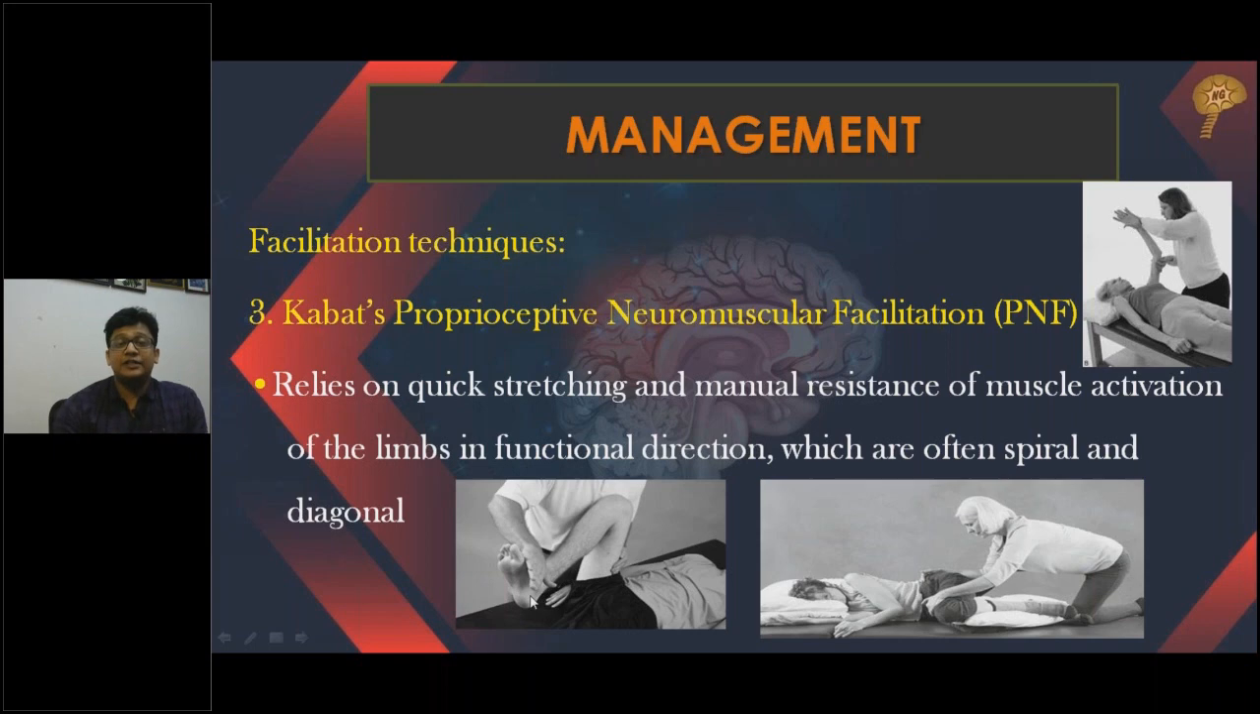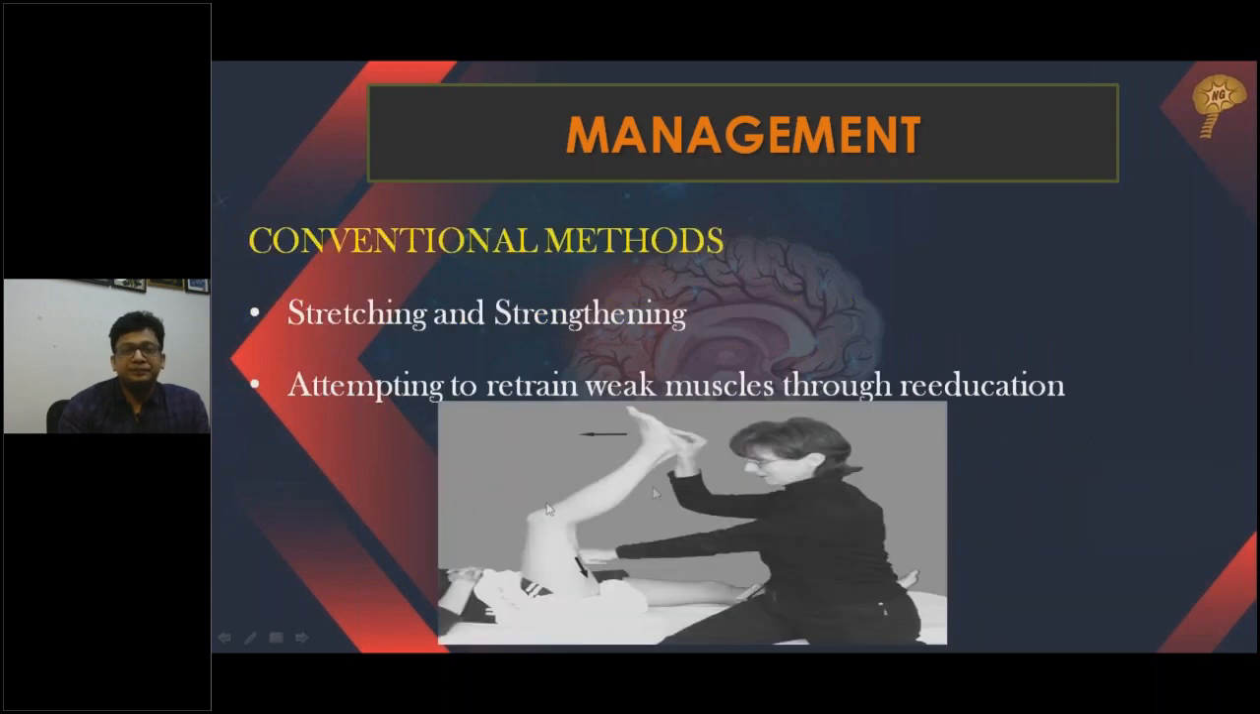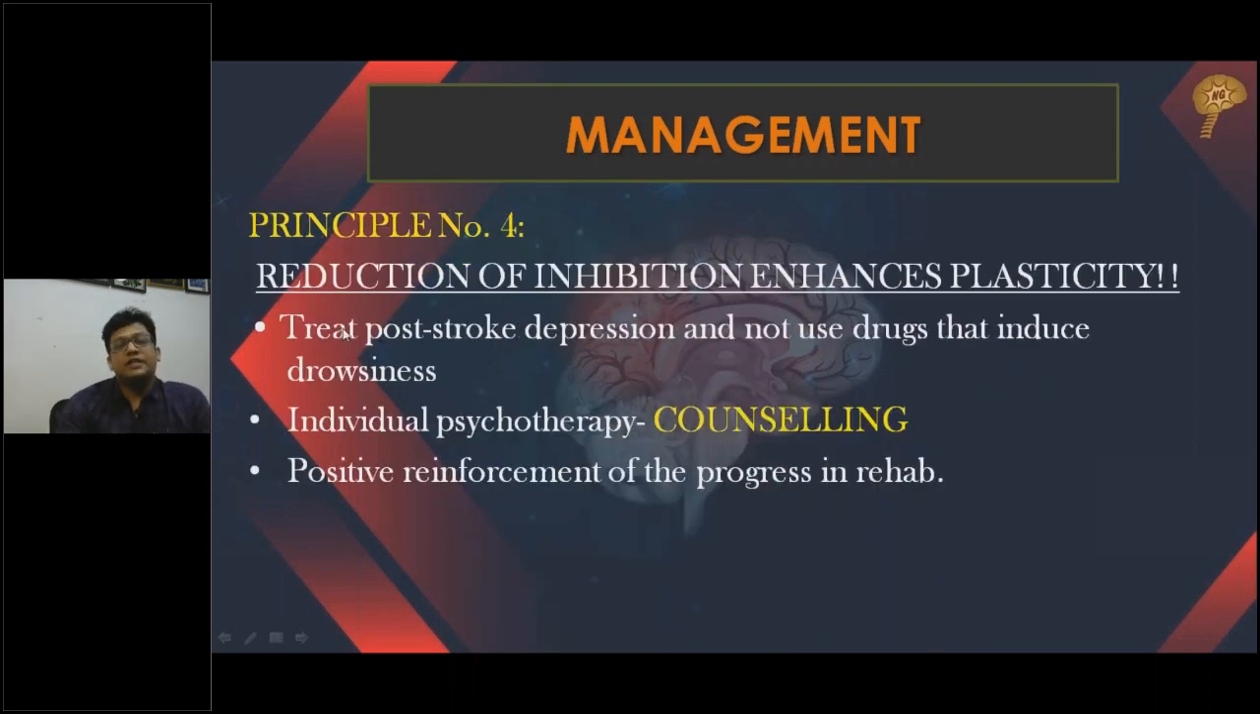Now comes another facilitation technique, that is proprioceptive neuromuscular facilitation, the PNF techniques by Kabat. It relies on quick stretching and manual resistance of muscle activation of the limbs in functional directions, which are often spiral and diagonal patterns. And there are a lot of conventional methods also, like stretching and strengthening, attempting to retrain weak muscles through re-education.